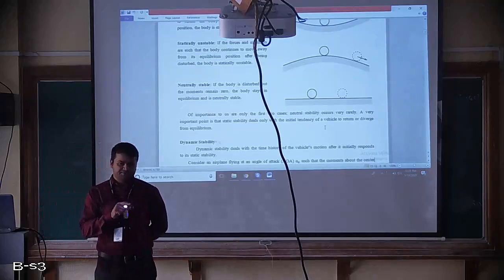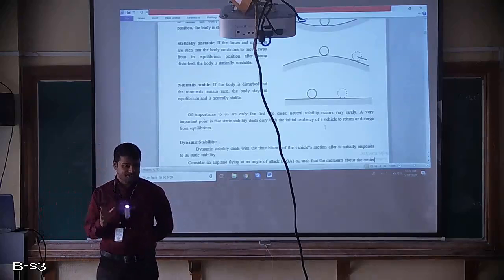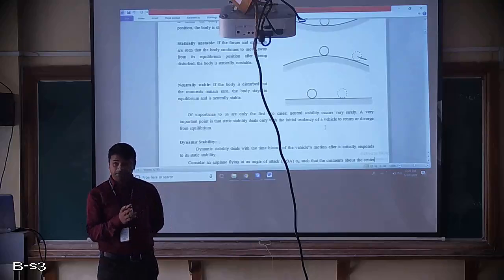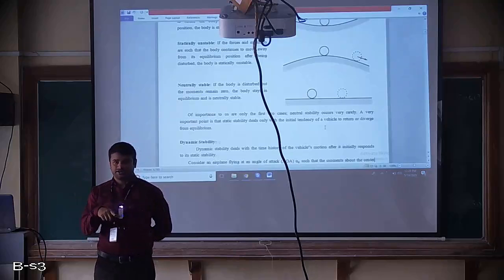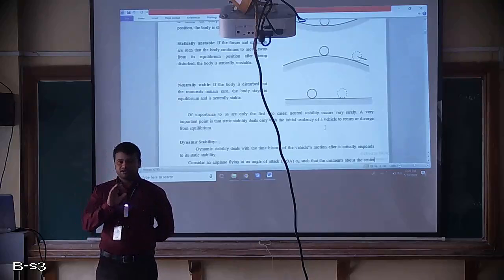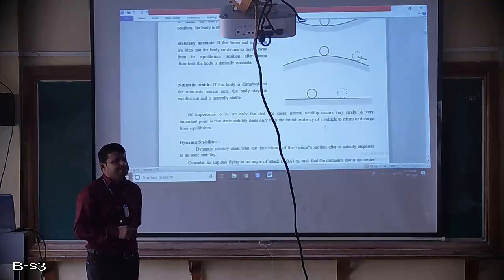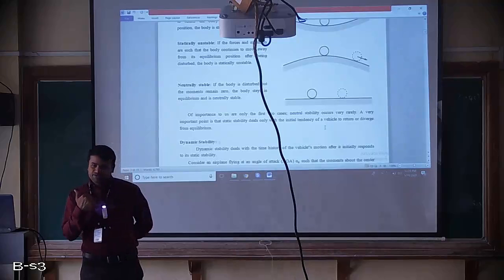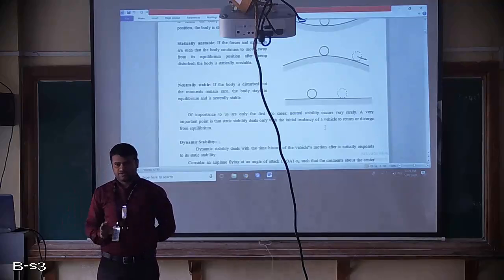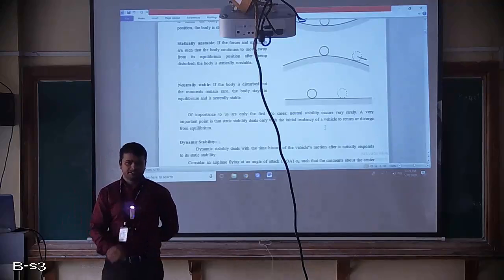In dynamic stability, when your aircraft gets disturbed, it will come back to its original position, no doubt, but not immediately, only after a certain interval of time. So that is called dynamic stability. Again, here in dynamic stability, we have three different categories: positive, negative, and neutral. We will see them now one by one.